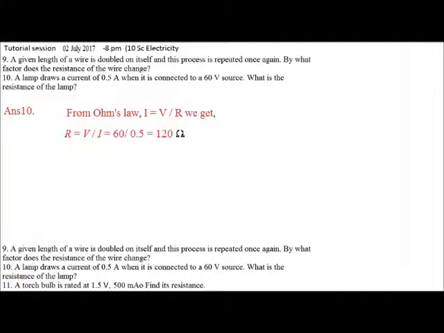Question number 10. A lamp draws a current of 0.5 ampere when it is connected to a 60 volt source. So 60 volt source is given to you, that is the value of the potential difference. What is the resistance of the lamp? So you have to find out the resistance.